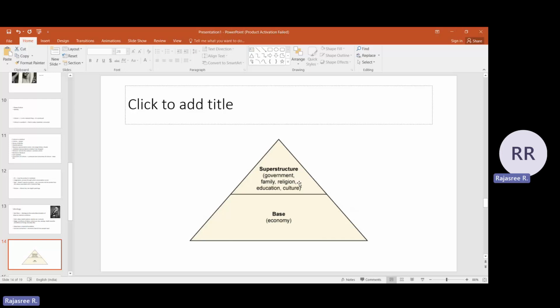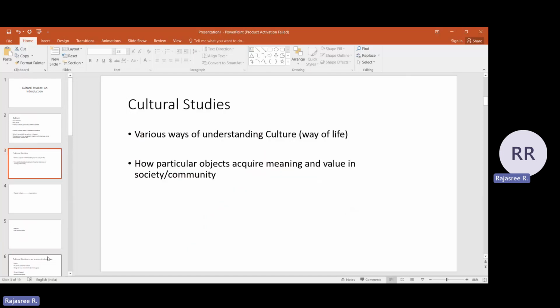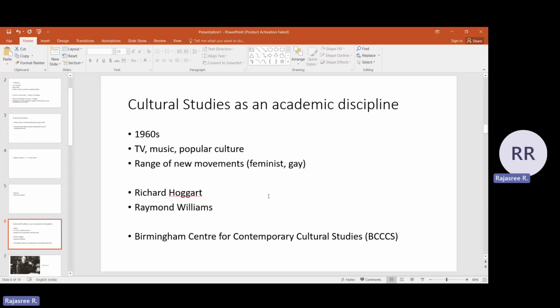So coming back to cultural studies. Cultural studies is an academic discipline that started as the Birmingham Center for Contemporary Cultural Studies. It was in the 1960s that BCCS started as an academic discipline for the study of cultural studies. And the main proponents were Raymond Williams, Richard Hoggart, and Stuart Hall.